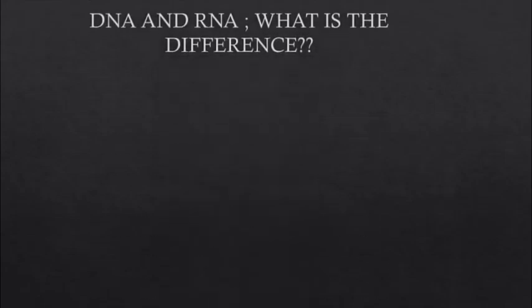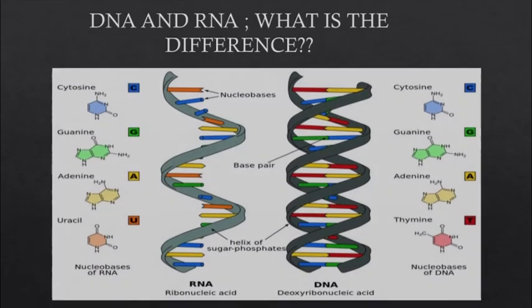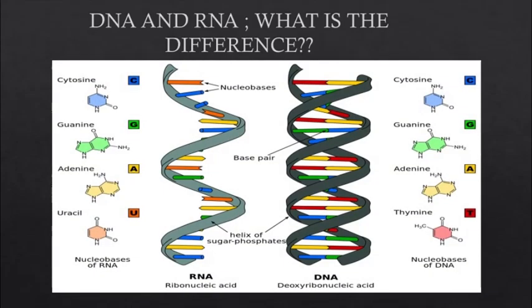Before starting about protein synthesis, let us first understand the difference between DNA and RNA. We have studied about DNA and RNA in 9th standard. This is just a revision of DNA and RNA. So, DNA is deoxyribonucleic acid, whereas RNA is ribonucleic acid.